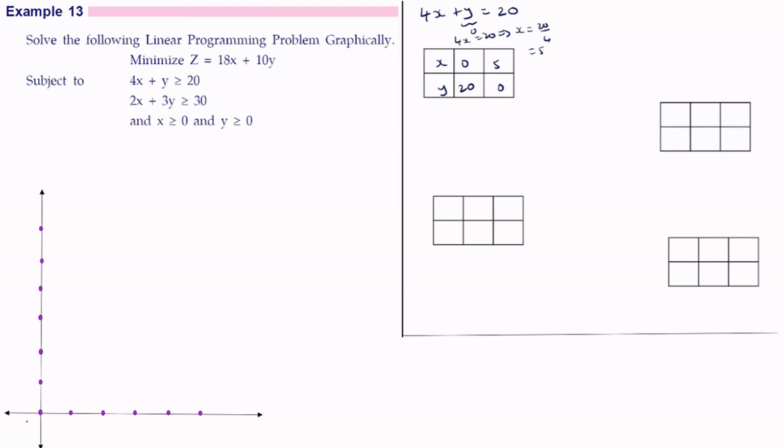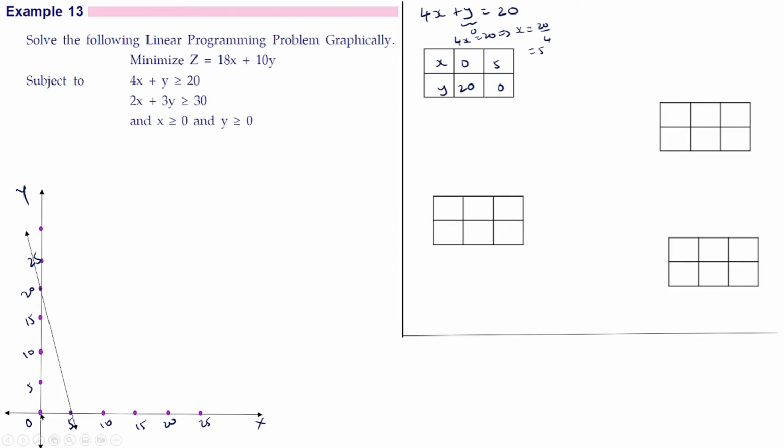So let us have the graph. Here let us take the scale as 1 centimeter equal to 5 units: 5, 10, 15, 20, 25. This is the x-axis and this is the y-axis. Here again the same scale. So we have 0, 20 here and 5, 0 here. Let us draw the line joining these 2 points to get this equation, and find the region corresponding to the inequality 4x plus y greater than or equal to 20.